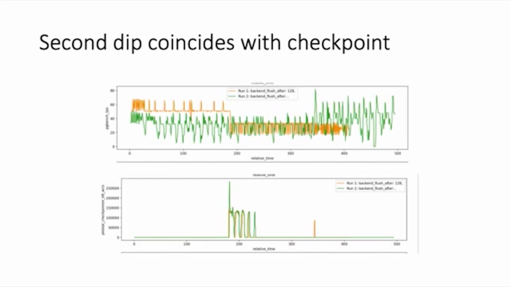And the second dip is the dip that we all see when we look at benchmarks. It's the checkpointer, our old friend. So that really coincides with that. And I have checkpoint_timeout set to 3 minutes instead of the default, to allow me to see more checkpoints during the benchmark.